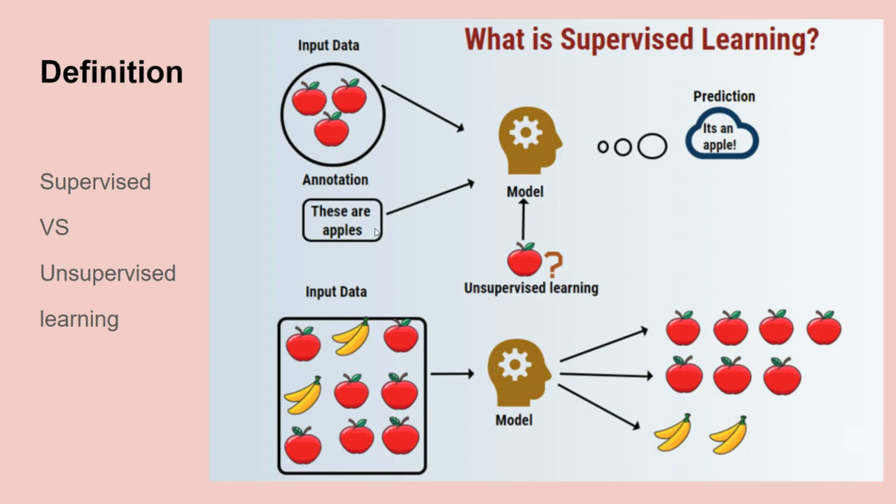But in unsupervised machine learning, for example, we have given this image to the model wherein there are a lot of different fruits. It is not only apple, there are different fruits, but the model doesn't know which one is apple and which one is the other one, this banana. So the model here tries to find out the relationship between them and classify them into apple and banana.